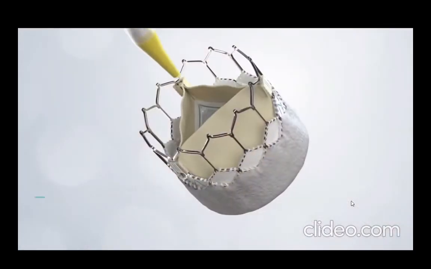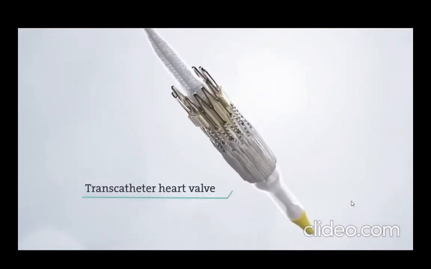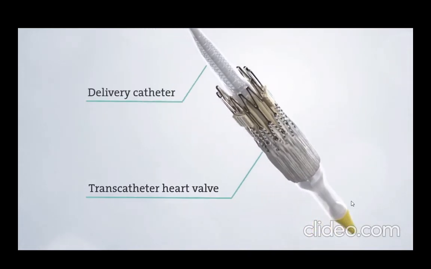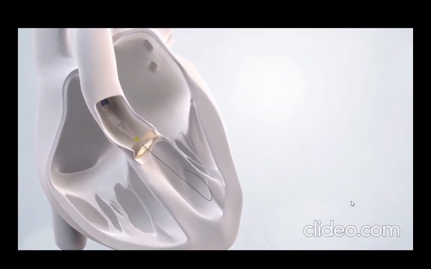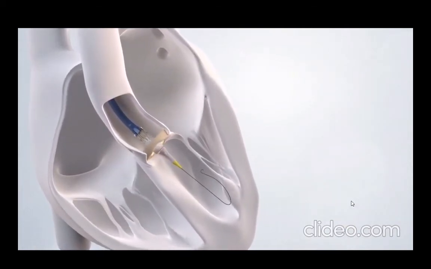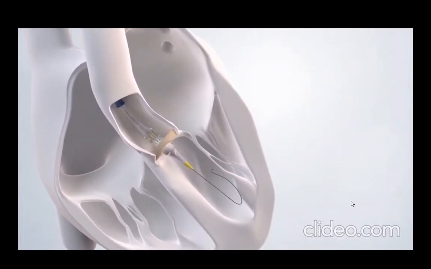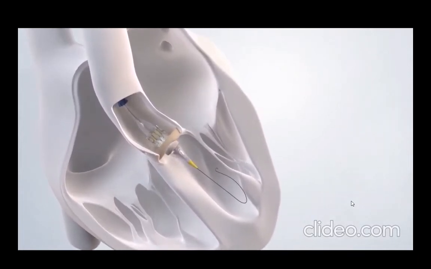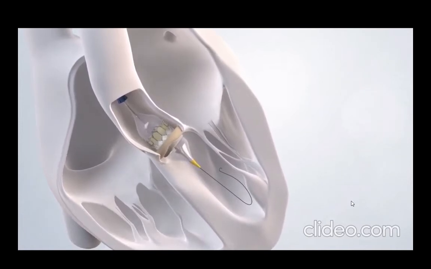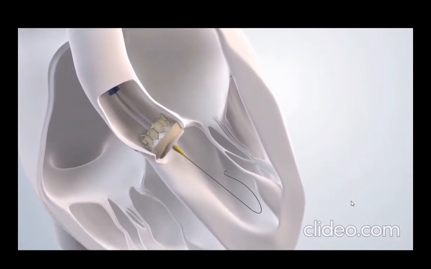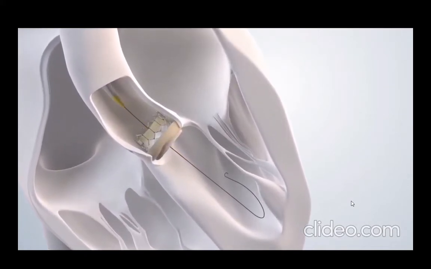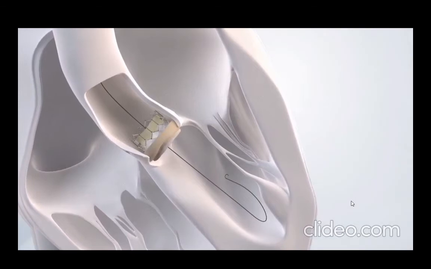During the next step, your new transcatheter heart valve is crimped onto a delivery catheter, which makes the valve small enough to fit through a sheath, so it can be delivered to your heart. Using a special type of X-ray, your doctor will guide the delivery catheter carrying the new valve through the sheath and up to your aortic valve. The balloon of the delivery catheter is inflated with fluid, expanding the new valve within your diseased valve, pushing the old leaflets aside. The balloon is then deflated and the delivery catheter is removed, leaving your new heart valve in place.